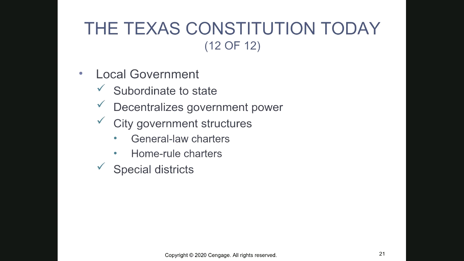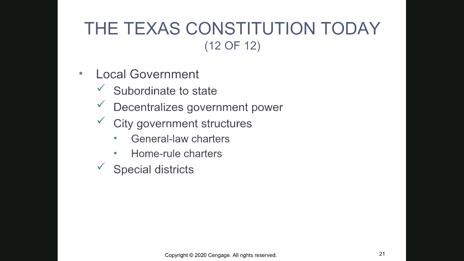Okay, local government. Our Texas Constitution provides for the setup of local government, and understand that the United States Constitution is silent when it comes to local government. So it's up to the states to provide those. We have provided for local governments. We've made them subordinate to the state. So just like the state is subordinate to the federal government, the local governments are going to be subordinate to the state. We decentralized government power.